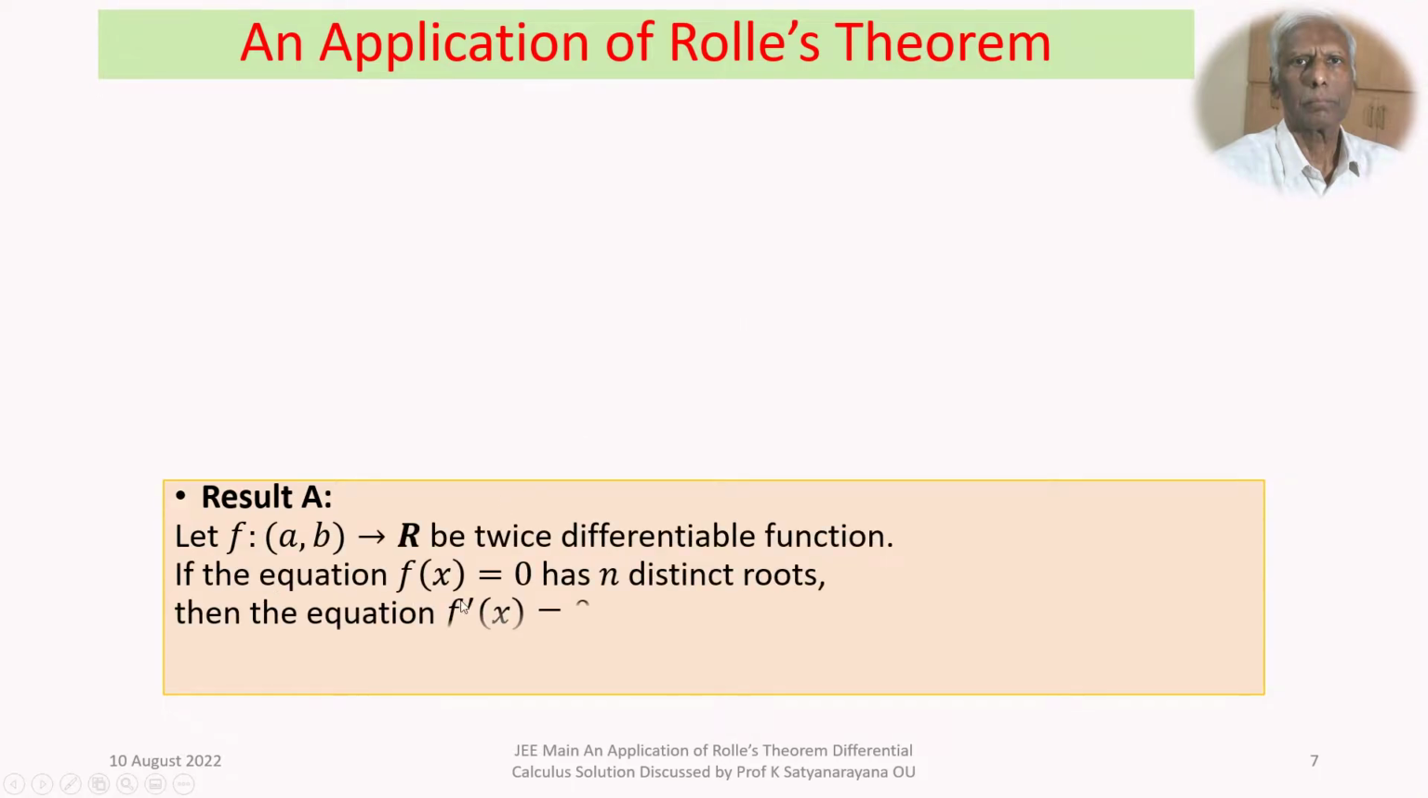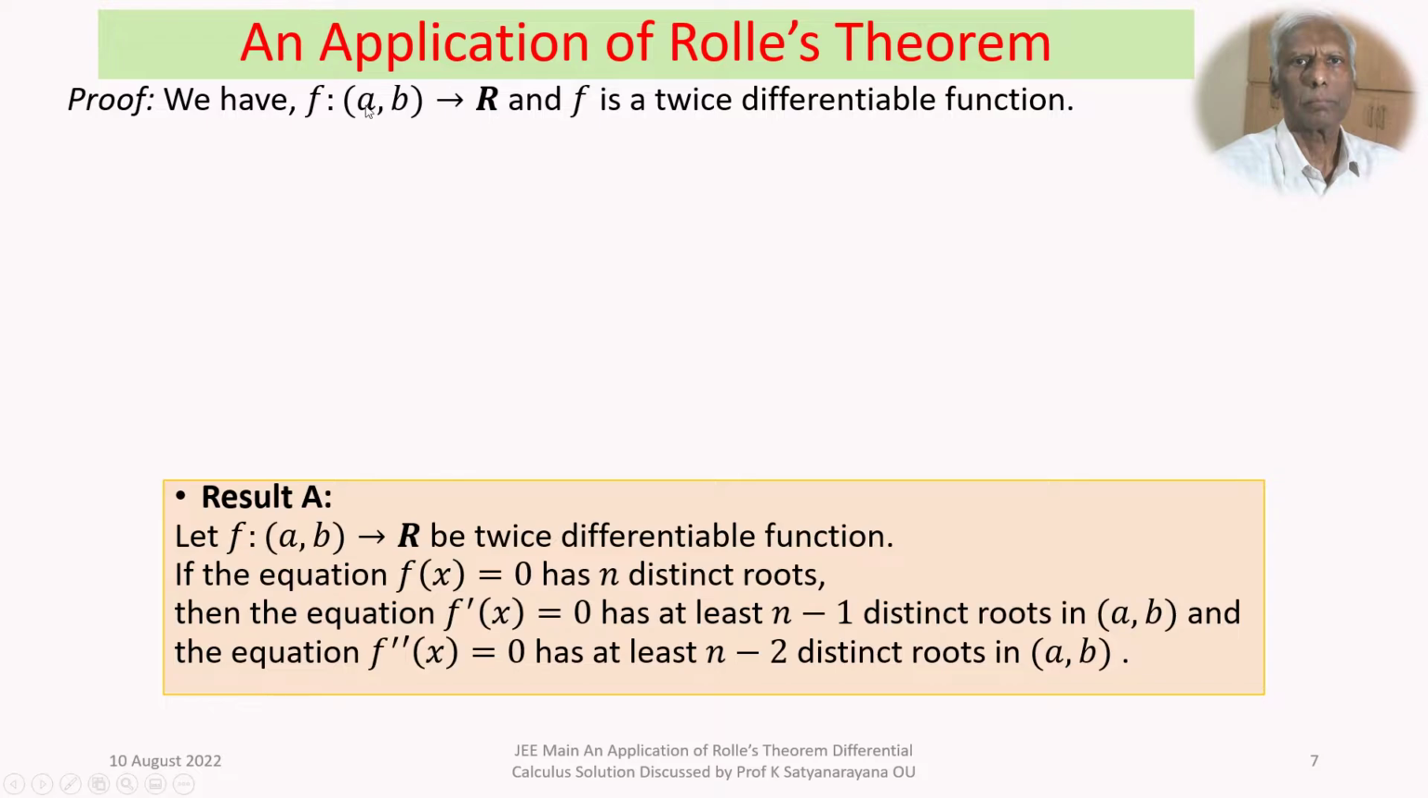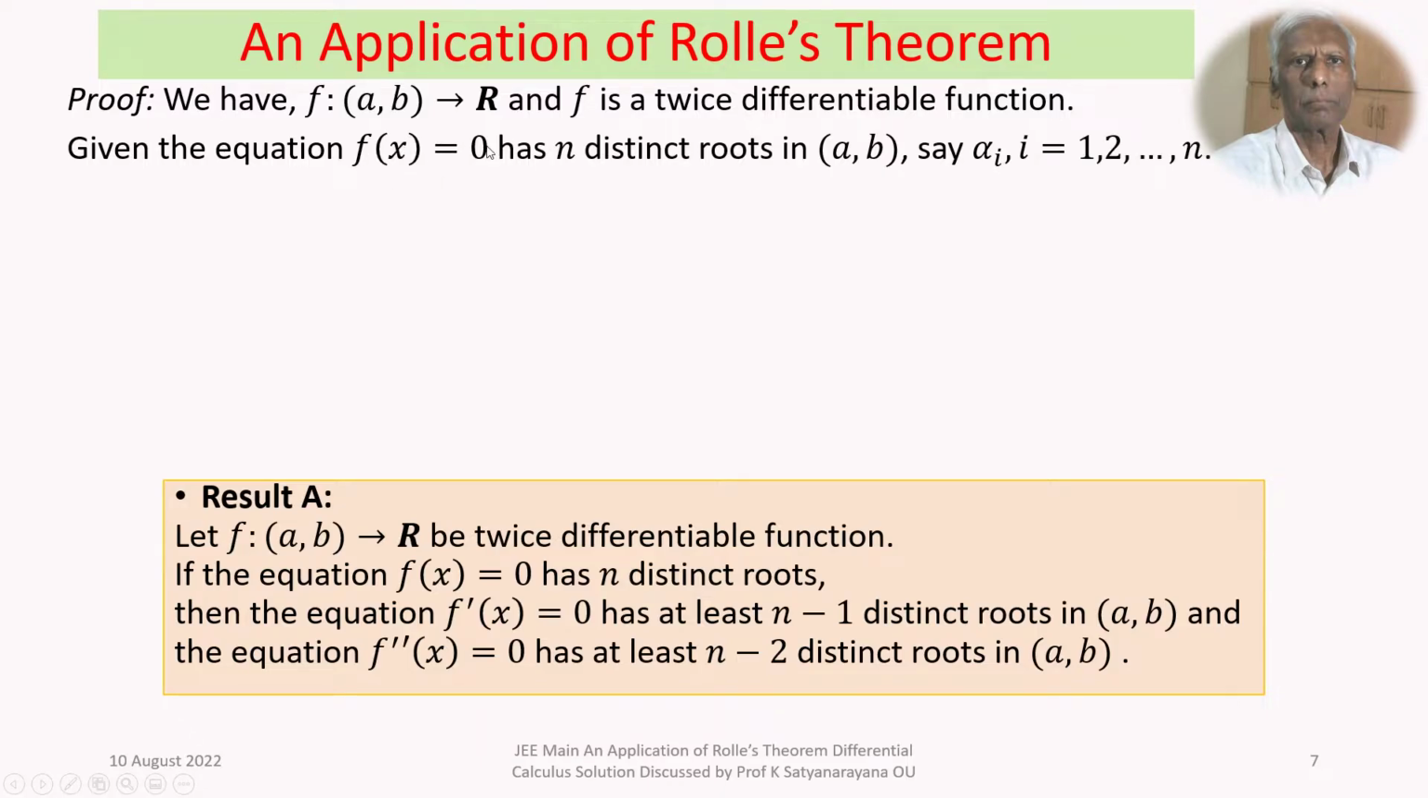Now this is our result, what we wanted to prove, and it is very important. Let's see the proof of it. We have f, a real valued function defined on the open interval (a, b), and it is given that f is a differentiable function. Given that the equation f(x) = 0 has n distinct roots in the open interval (a, b), let's call those roots alpha 1, alpha 2, ..., alpha n.